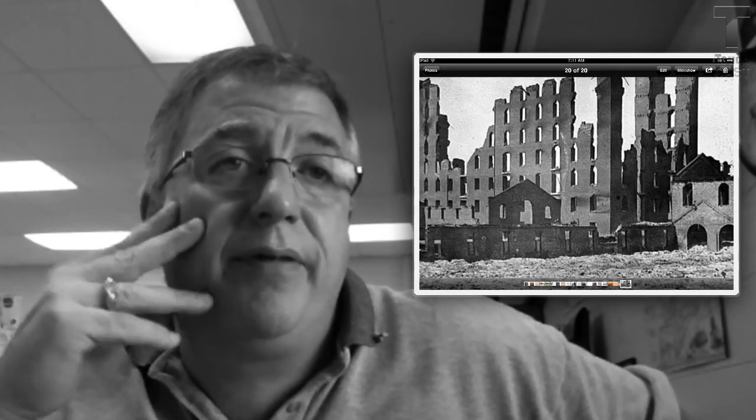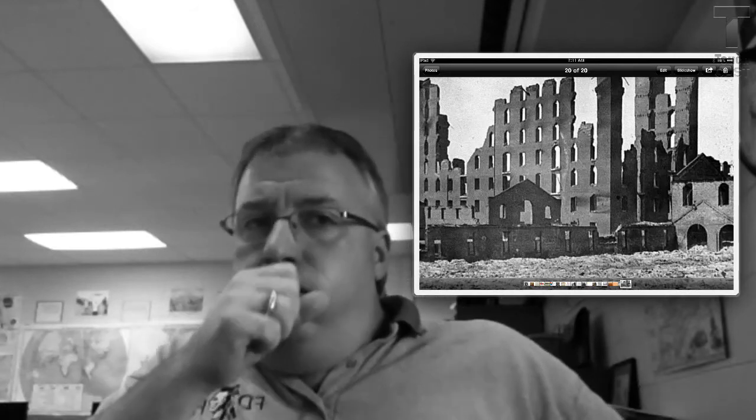Okay, Unit 5, Lecture 2C. I just threw up a picture of Richmond after the Civil War so we could see some of the devastation, what the South looks like. That's something you may see on the SOL.